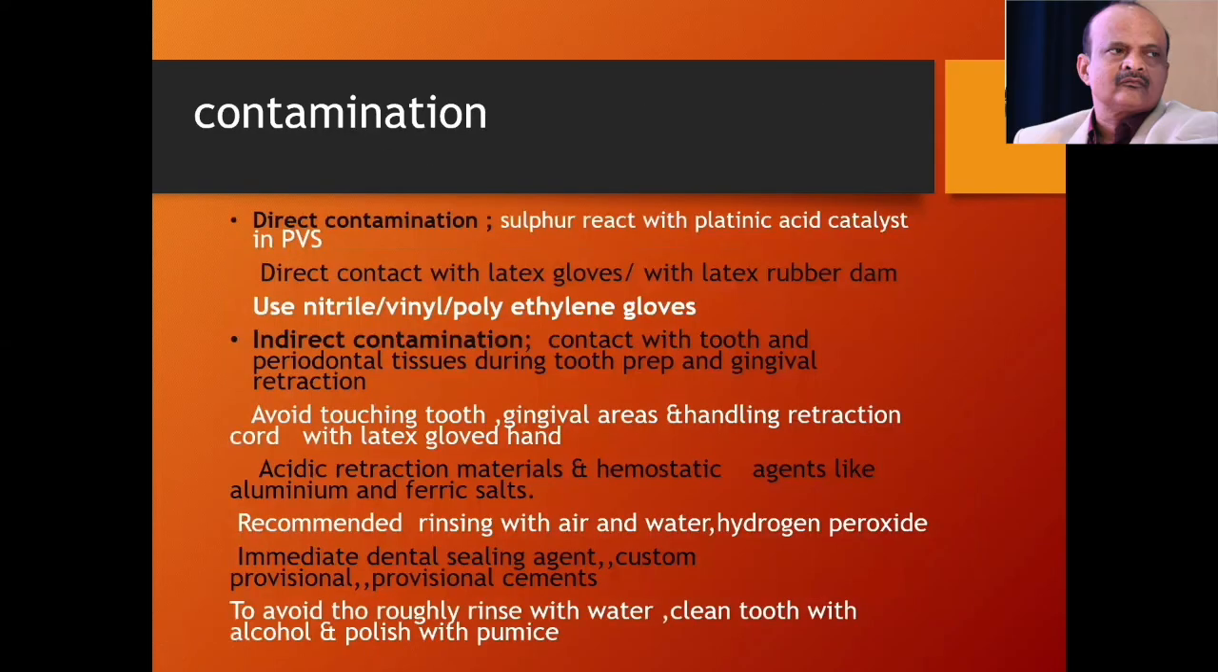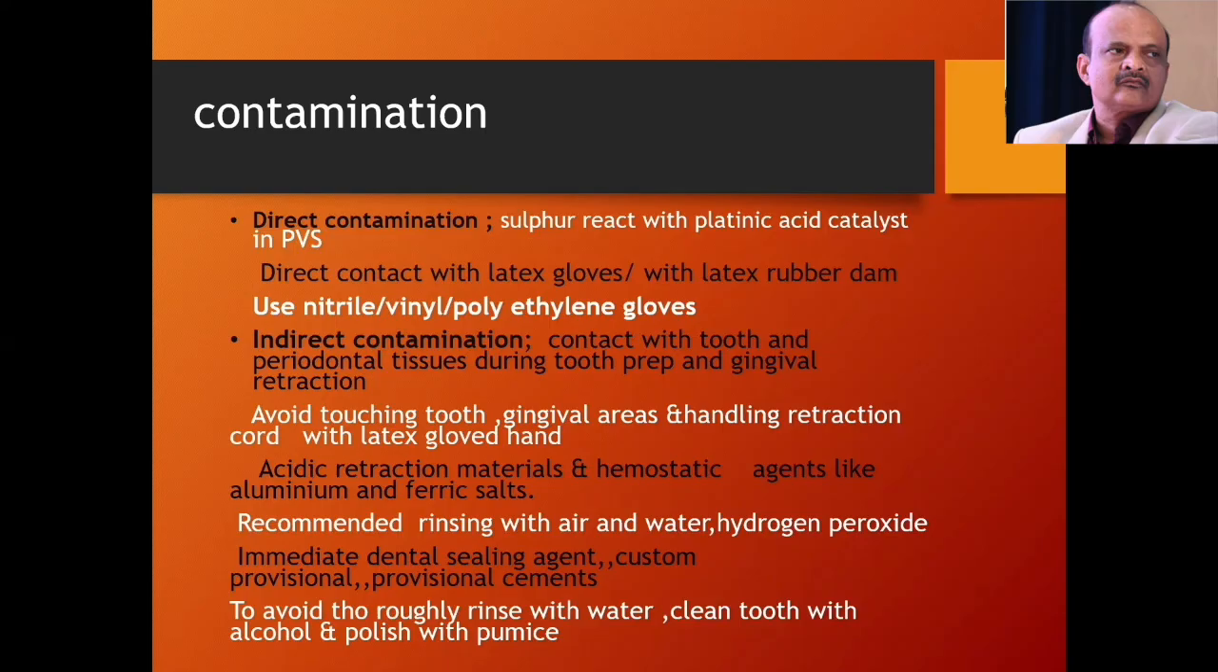Contamination is another important point to be observed in elastomeric impressions. They do undergo direct contamination or indirect contamination. Direct contamination is because of the sulfur content, which reacts with the platinum catalyst of polyvinyl siloxane, through direct contact with latex gloves or latex rubber dam material. Using polyvinyl siloxane, we should avoid latex gloves. Use nitrile gloves, vinyl gloves, or polyethylene gloves.